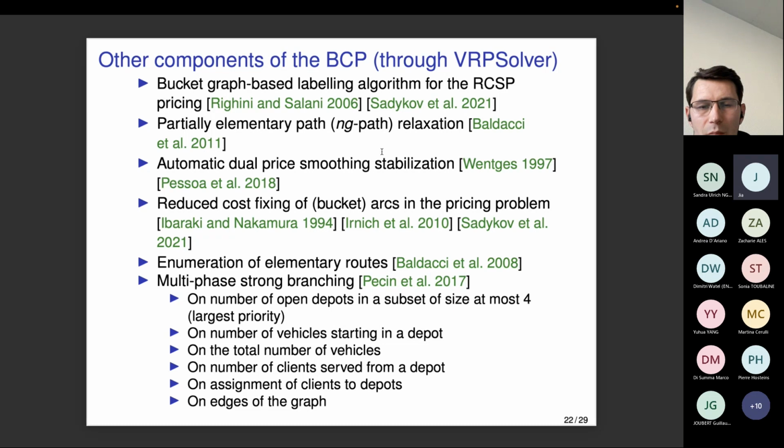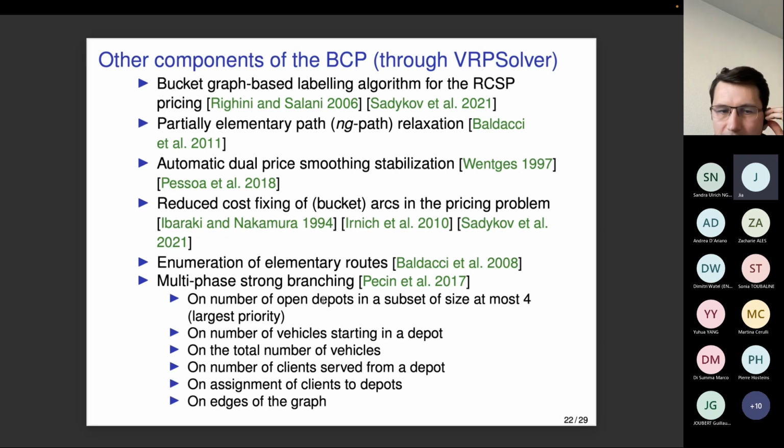One thing I wanted to talk about more is the branching, because branching here is more or less specific to the problem. We use strong branching, and we use different branching decisions. For example, we can branch on the total number of vehicles, on the assignments of clients to the depots, or on the edges of the graph. So we have a lot of branching candidates, and many of them will not be good. It's very important to use strong branching to find the best candidate, to have the smallest possible branch-and-price tree.